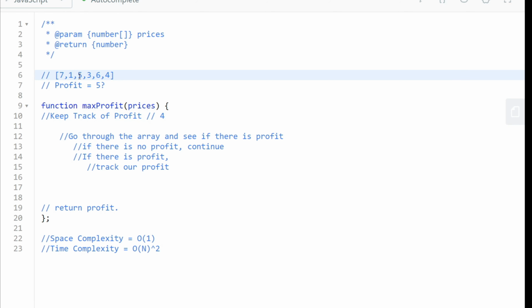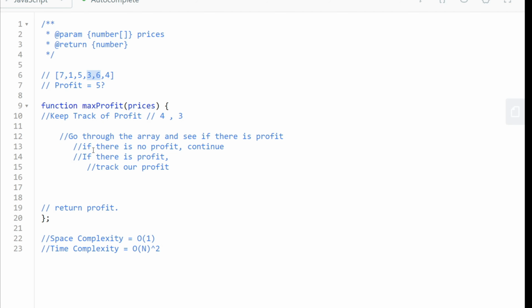Right? What do we do next? Let's look at the next pair, 5, 3. Is there profit? No. Then we continue. Let's check here. Is there profit? Yes, there is profit. And this profit is actually $3. But remember, our question here is asking what is the maximum profit, right?